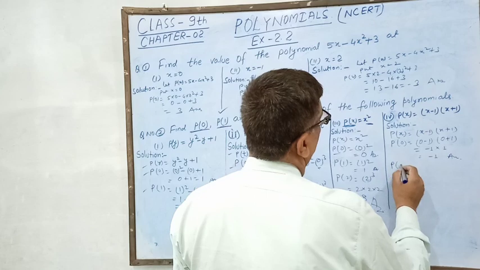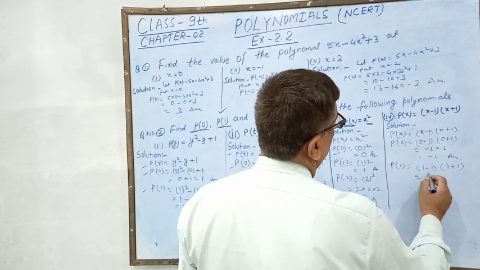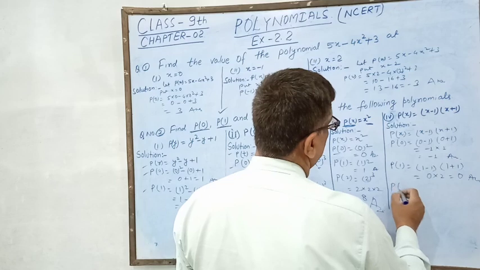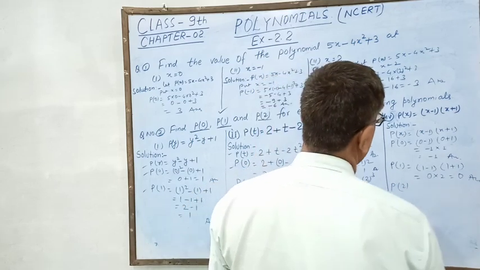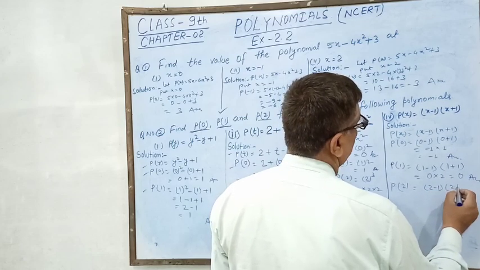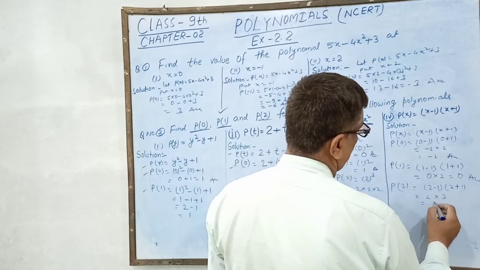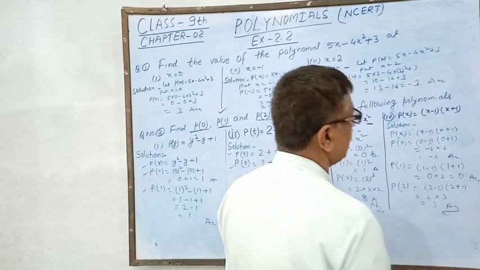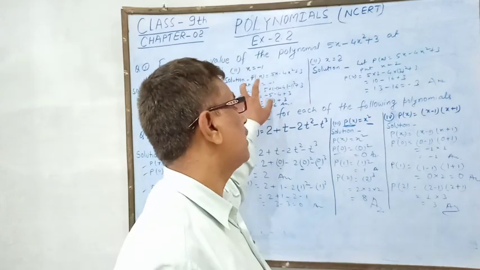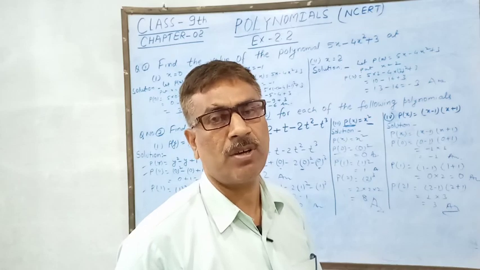And for p(1), you write (1 − 1)(1 + 1). So 0 into 2 equals 0. This is the answer. And for the last part of question number 2, p(2) is equal to (2 − 1)(2 + 1). 2 minus 1 is 1, and 1 times 3 is 3. So here is the answer. I think the first part of questions 1 and 2 has been completed, and I am going to proceed to question number 3.